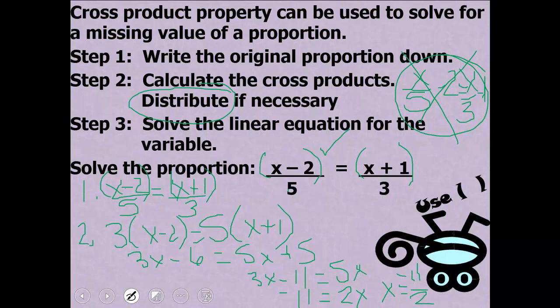All right, let's just double check because that's a weird number. 5x plus 5 is 11. Yes, that is correct. If we plug that in and simplify, we will get the same answer on both sides.